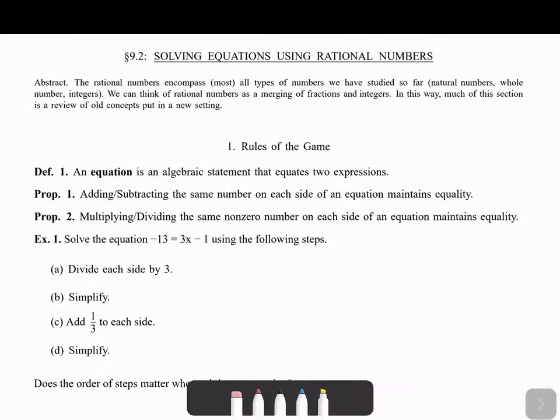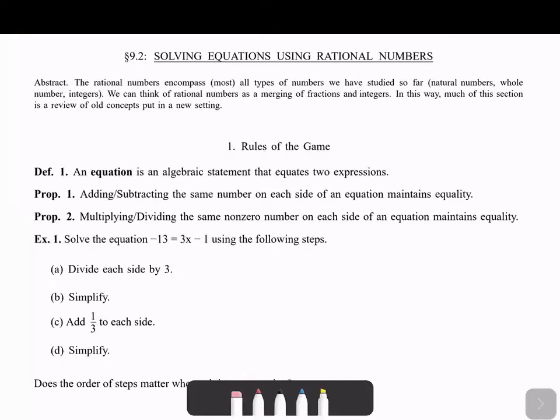Hi everyone, this is the first video for section 9.2 on solving equations using rational numbers. A lot of this should be familiar from college algebra. You all had to pass college algebra or test out or what have you. You should all know college algebra. If you're in this course, a lot of this is going to be a review. So first, a definition.